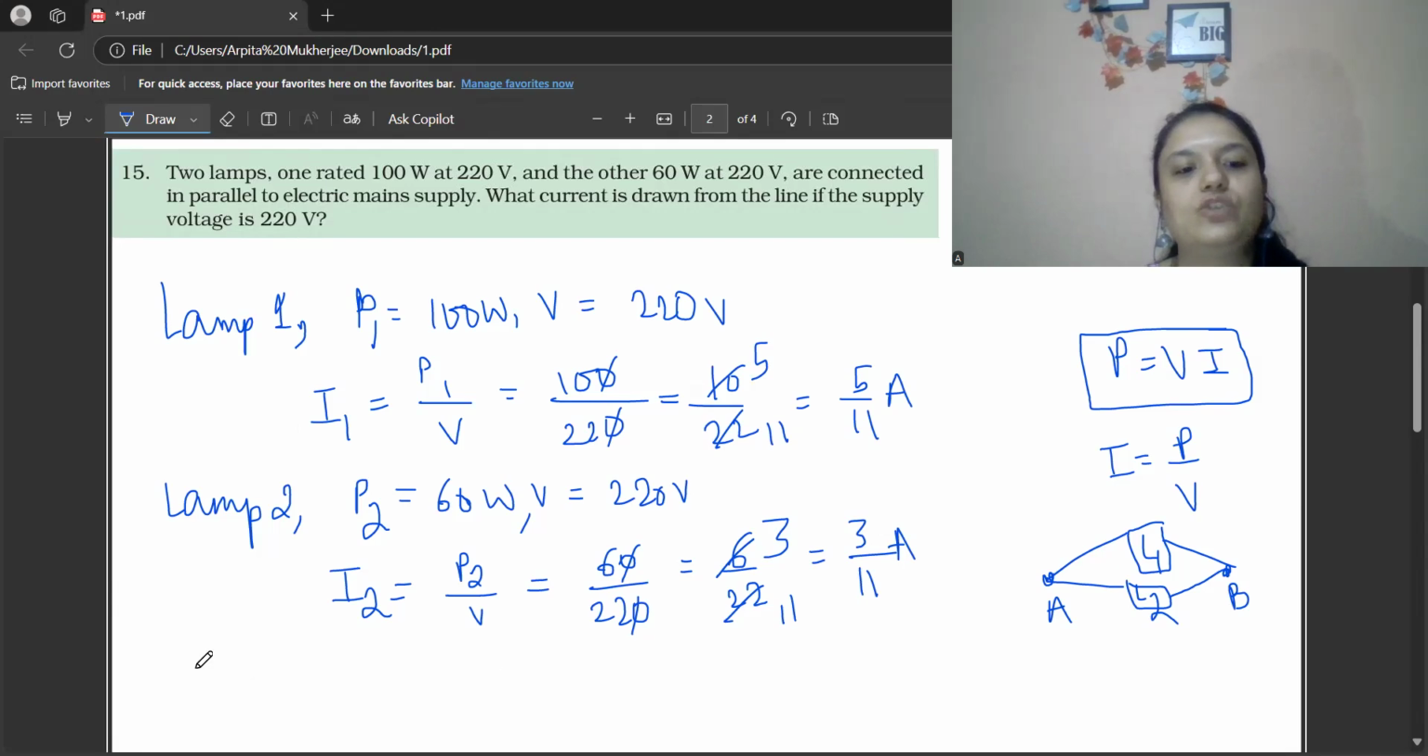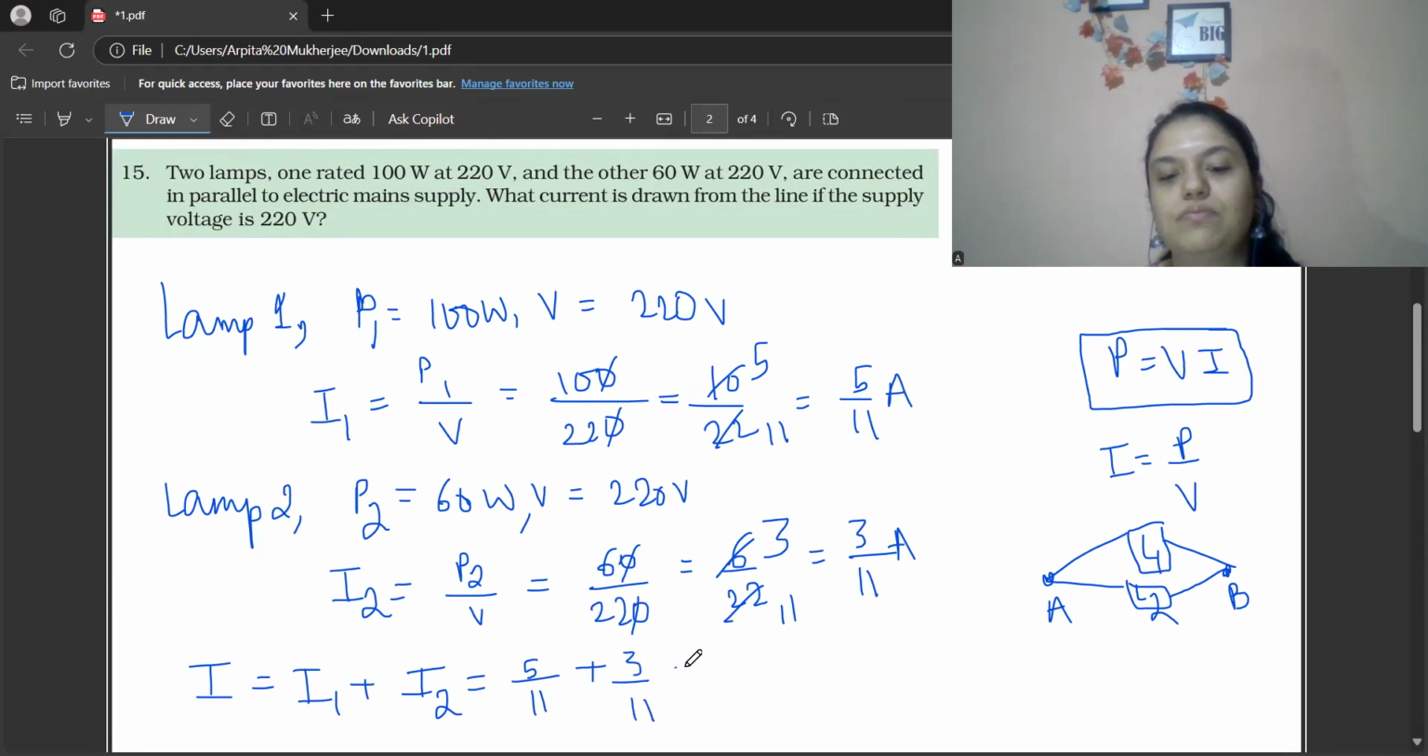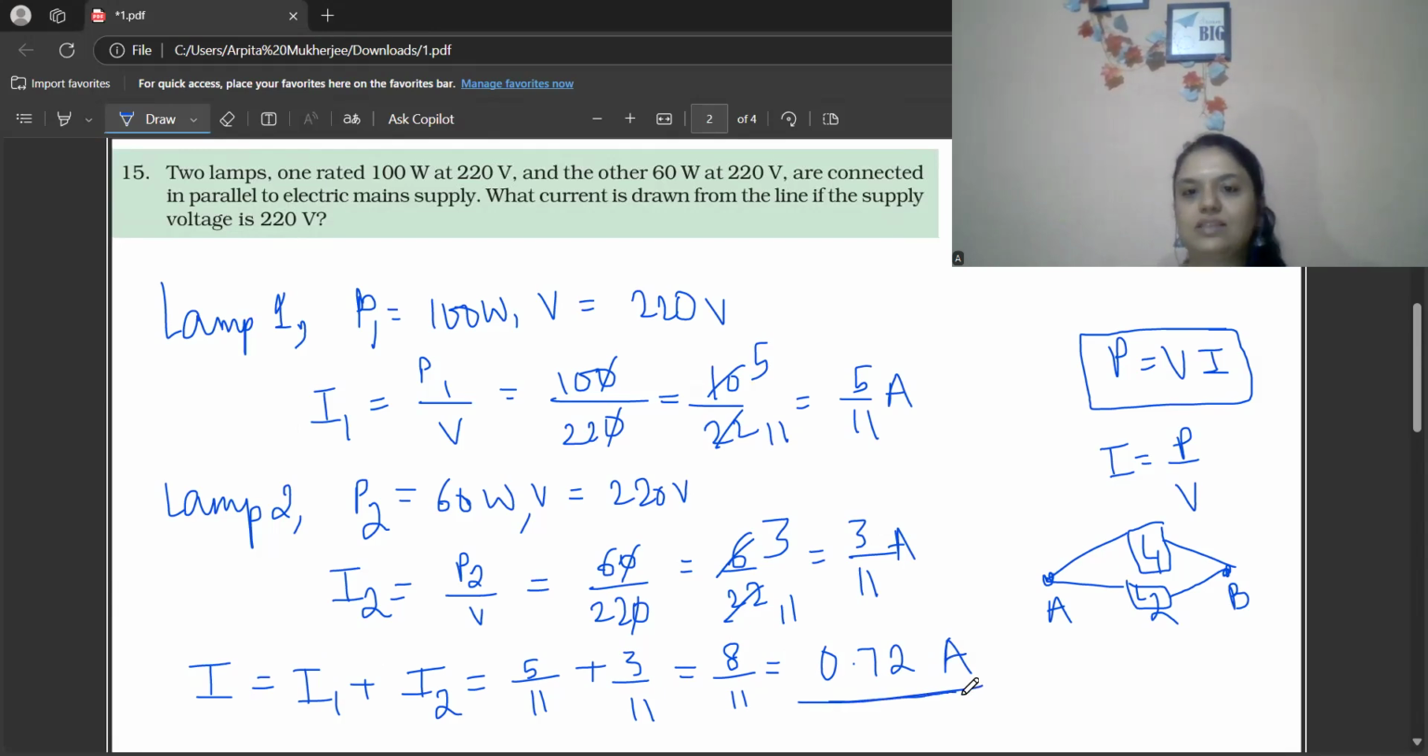So the total current I is given by I1 plus I2. Adding 5 by 11 plus 3 by 11, simple addition, gives 8 by 11. You can keep it this way, or write it in decimal format, around 0.727 ampere. This is my final answer for the total current drawn from the line if the supply voltage is 220 volt.